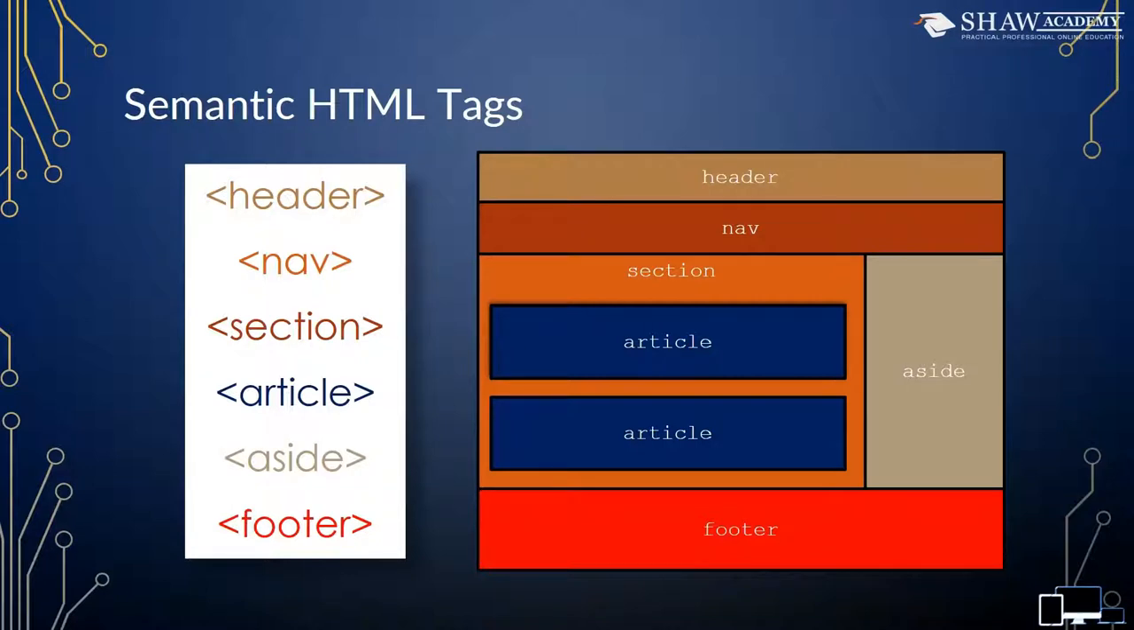So we've got header, and that's used to hold information. So the header of your web page, that would be your heading 1, and maybe just a small write-up about what you're doing. You could also include your navbar inside your header if you wanted. So that's what the header tag can be used for.